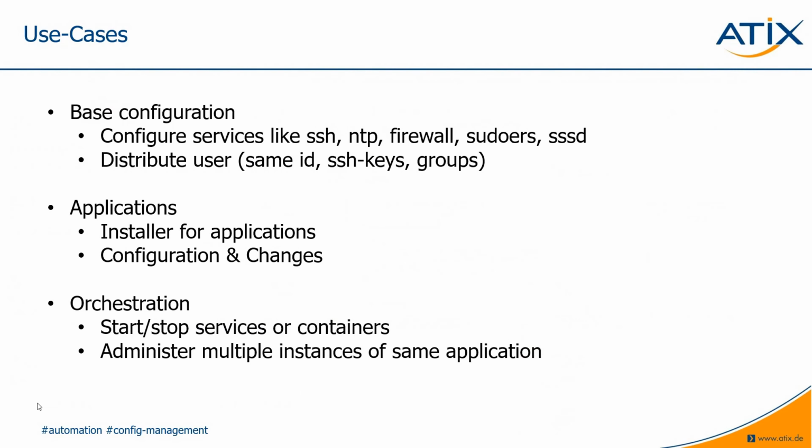And then there's the second part, which is I want to install applications and configure them, and I want to roll out changes. And then there's a third one, I want to orchestrate applications. And orchestration means I want to start or stop certain services. And this can be also used to start or stop containers on certain Docker hosts. And this means I could also use it to administer multiple instances of the same application running on the same host or on different hosts. But they always have the same configuration mechanism, like several Java instances or several Docker containers.